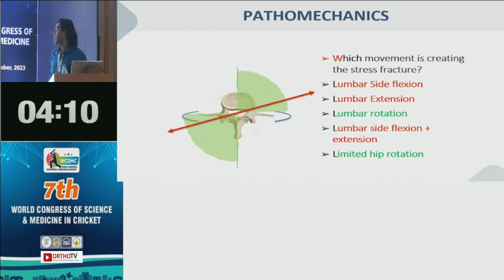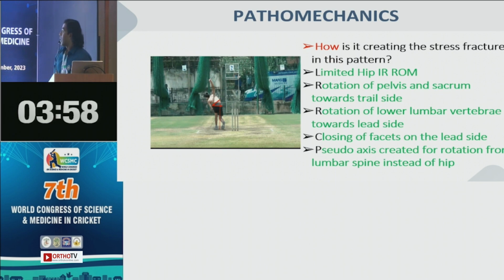Now, which movement is creating the stress fracture? According to us, it is the lumbar rotation, and a very important factor which comes into play is limited hip rotation on the left side. This is considering a right arm bowler. How is this created? Think about a limited hip internal rotation range of motion. There is rotation of the pelvis and sacrum towards the trail side.